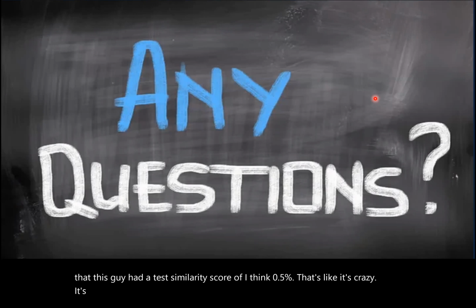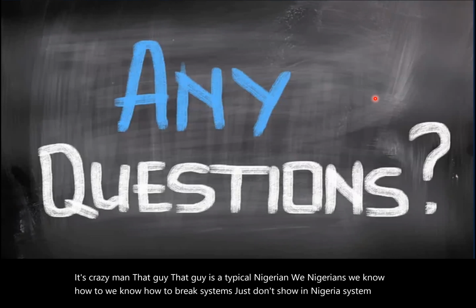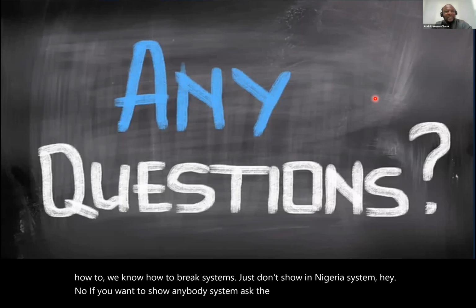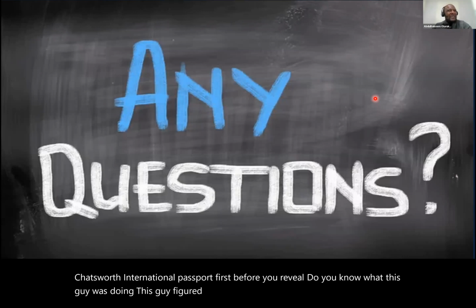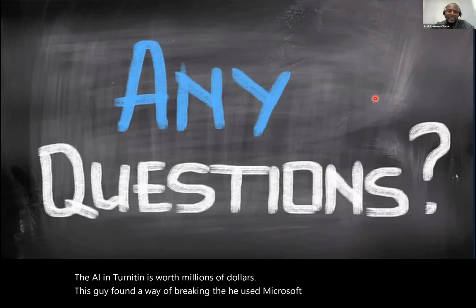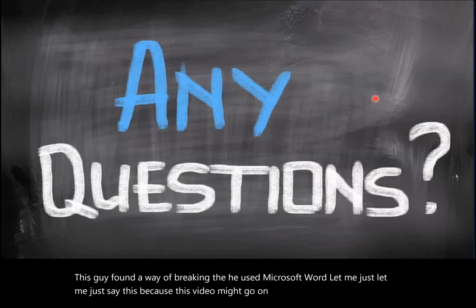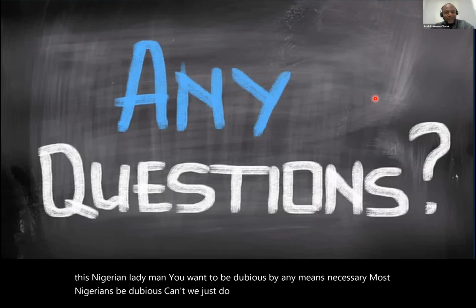That guy is a typical Nigerian. We Nigerians know how to break systems. Just don't show a Nigerian a system. If you want to show anybody a system, ask the person, is he Nigerian? Ask for his international passport first before you reveal. Do you know what this guy was doing? He figured out a way of breaking the AI in Turnitin, which is worth millions of dollars. He used Microsoft Word. Let me not even say this, because this video might teach people. You want to be dubious by any means necessary. Most Nigerians are dubious. Can't we just do things the normal way? So please don't be dubious. Just do things the normal way. All right.